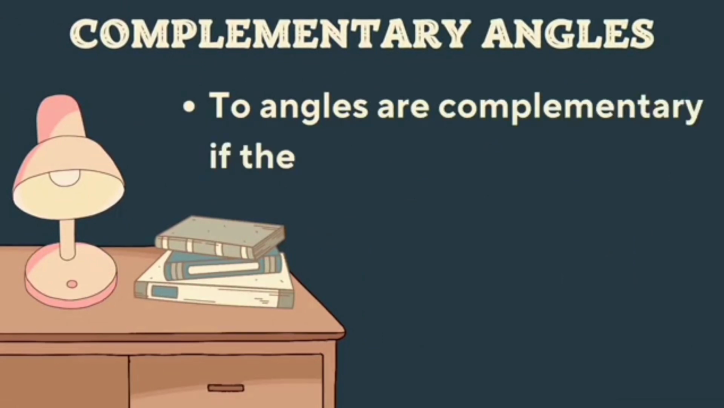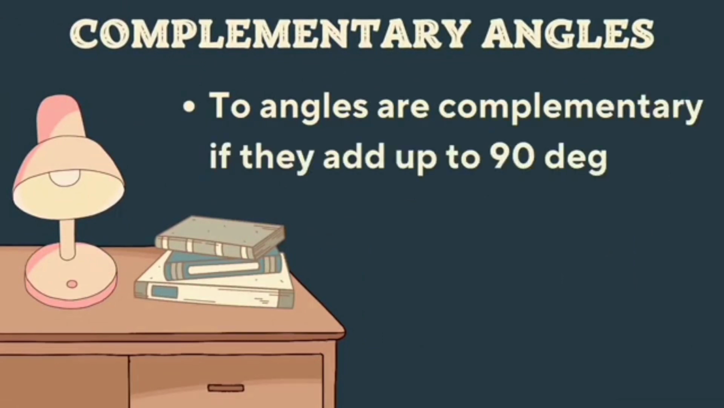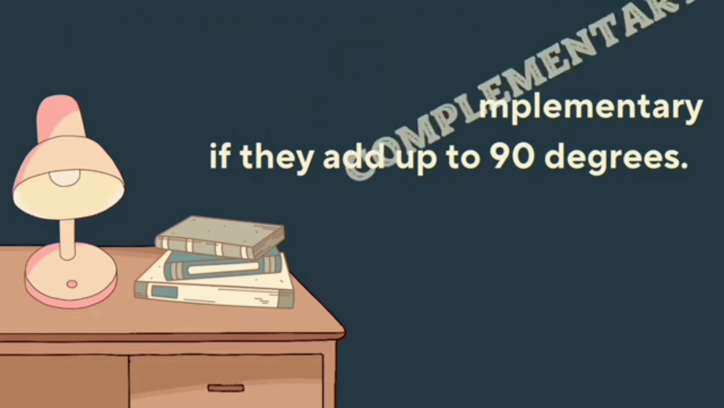Moving on, let's learn about complementary angles. Two angles are complementary if they add up to 90 degrees. Please note that in a right-angled triangle, apart from the right angle, the other two angles are complementary angles because they add up to 90 degrees.